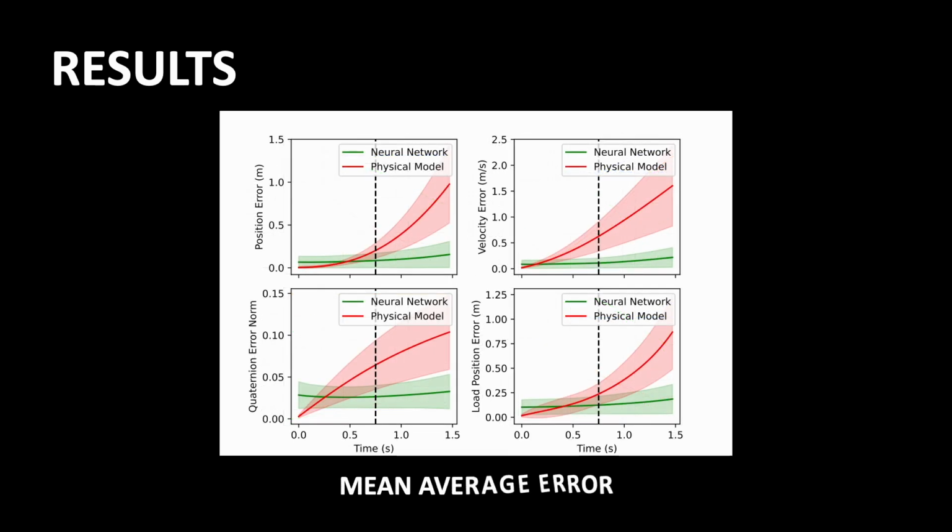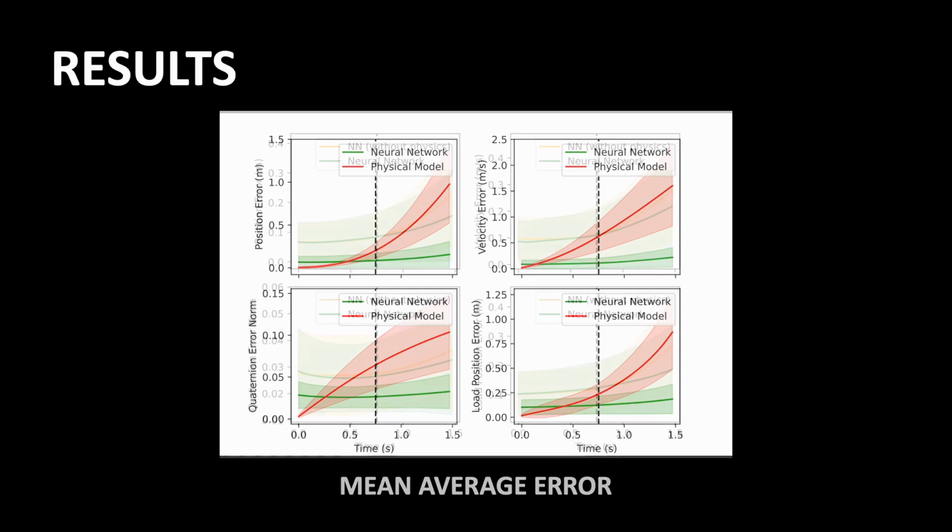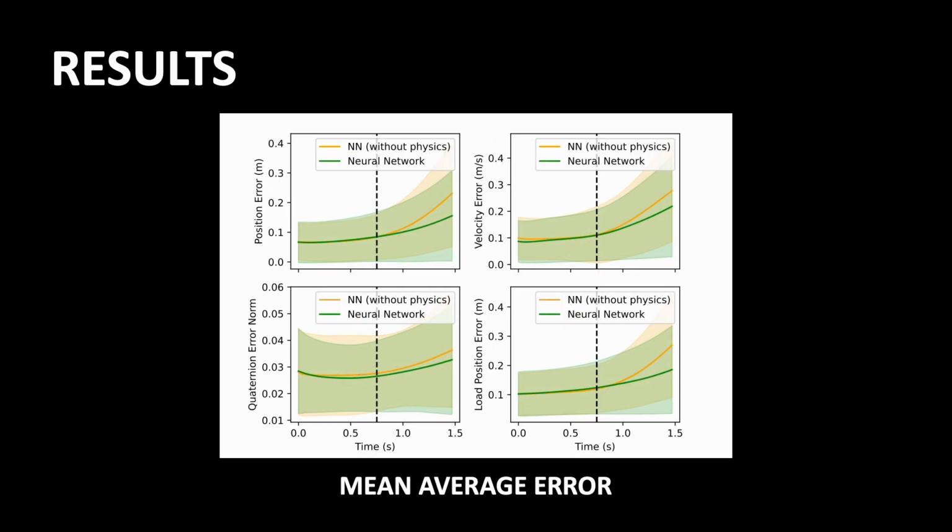In this figure, we provide a comparison between the evolution of the mean average and standard deviation of the prediction error of the proposed model and a physical model state predictor, derived from first principles, evaluated on the test set. From these results, it is possible to conclude the neural network outperforms the classical model and its standard deviation increases at a slower rate.